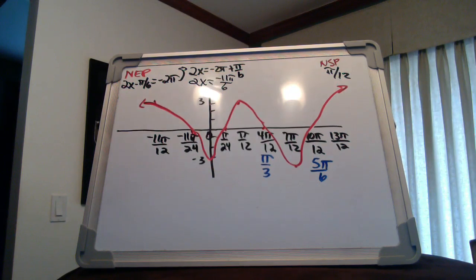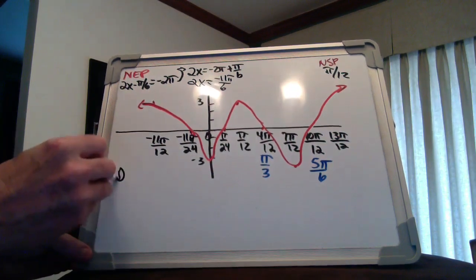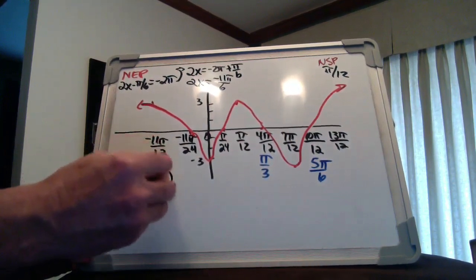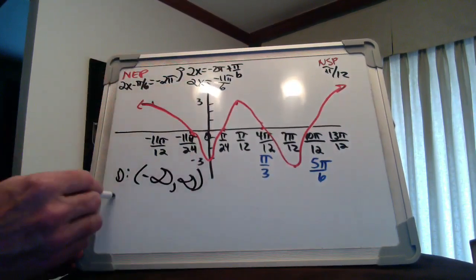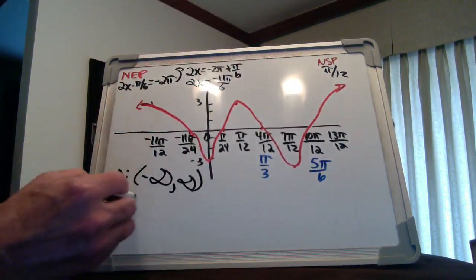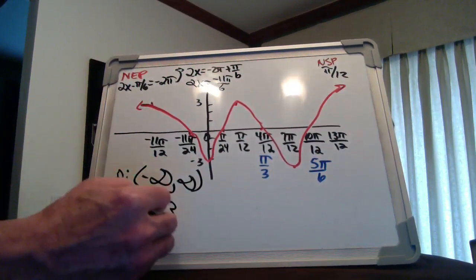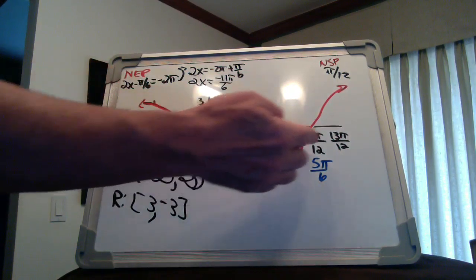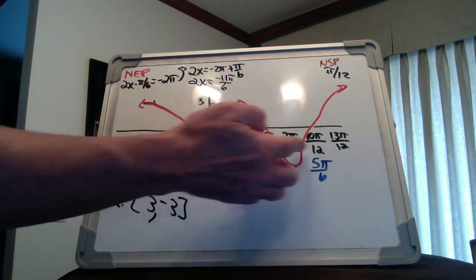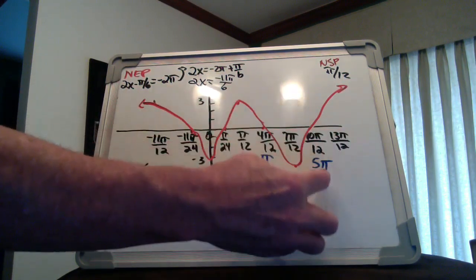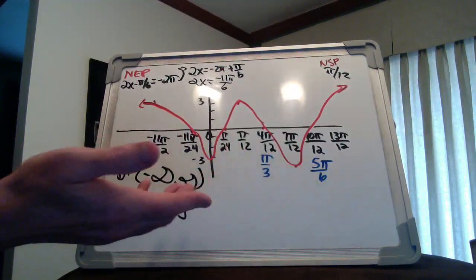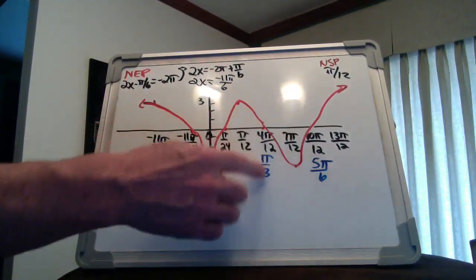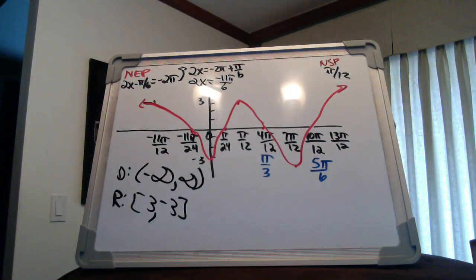And then your domain is negative infinity to positive infinity. This is a continuous graph. And your range is from 3 to negative 3. If you want to, you can keep these angles here as is so that they all have the same denominator. Or underneath here, I wrote the reduced form. It doesn't matter to me. You can have either or you can have both.